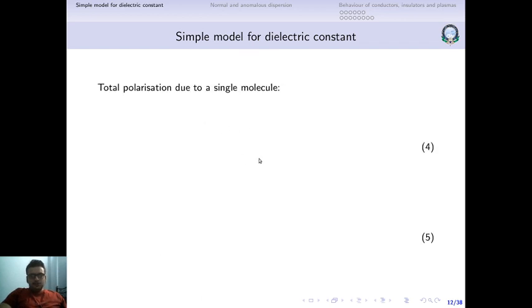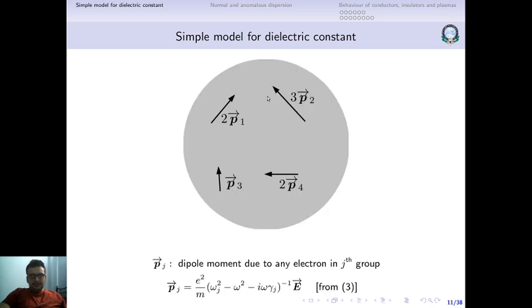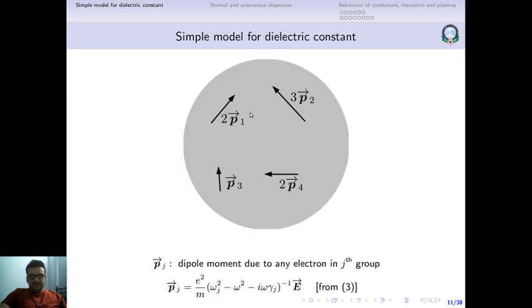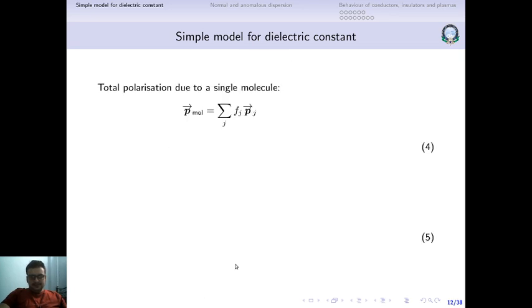So the total polarization due to a single molecule. What will be the total polarization due to a single molecule? It will be 2P1 plus 3P2 plus P3 plus 2P4. So the total polarization due to a single molecule, that is P mol, will be simply equal to the summation of fj into Pj. Now this Pj, we have already seen, is this one from equation number 3. Substitute this over here, so we have P mol equal to this quantity.